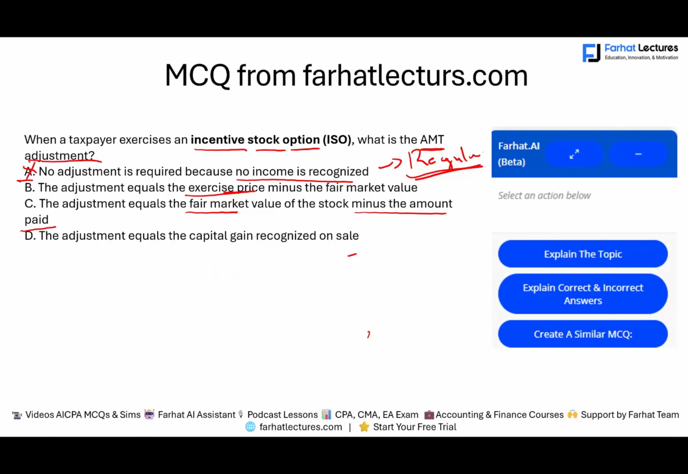So just be careful. D, the adjustment equal to the capital gain recognized on the sale. No, not the capital gain recognized on the sale. We don't use capital gain to determine the adjustment. Therefore, D is out. The correct answer is C. That is the amount of the adjustment.